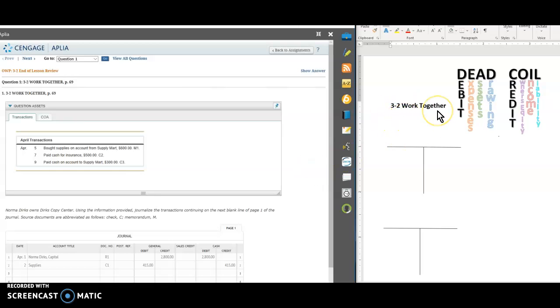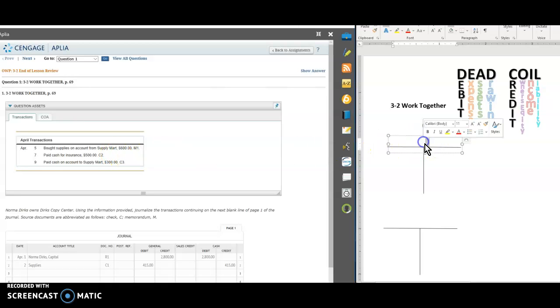3-2, work together. All right, guys, this is just a continuation from 3-1. Don't forget about your debit and credit. Debit, normal balance, where the increase side is, expenses, assets, drawing. Credit, normal balance, where the increase side is, owner's equity, income, liability. Okay, help remember that.